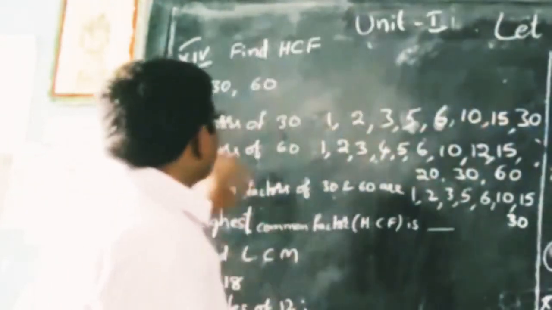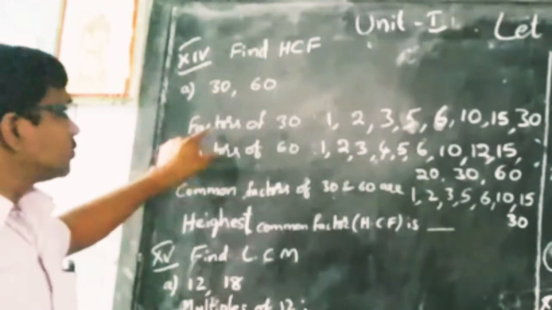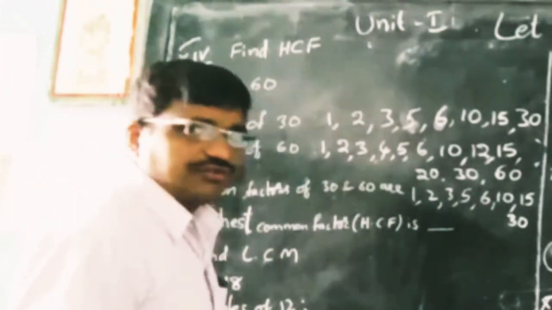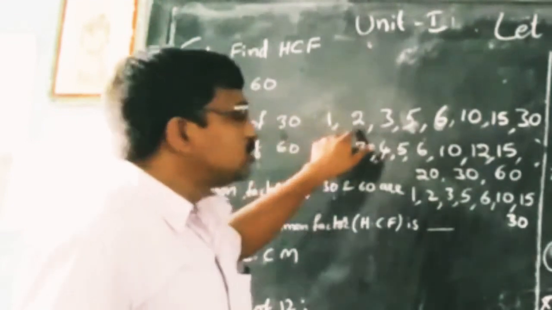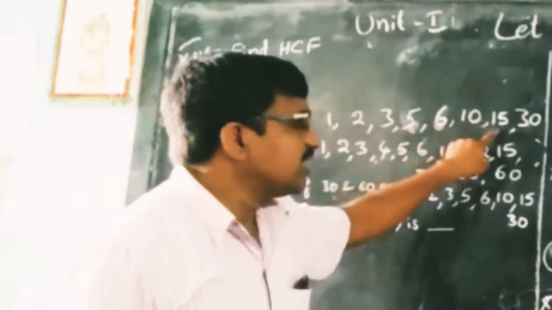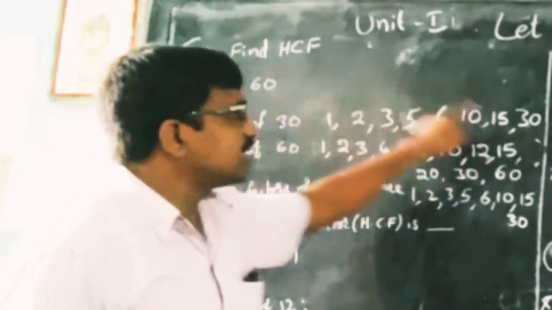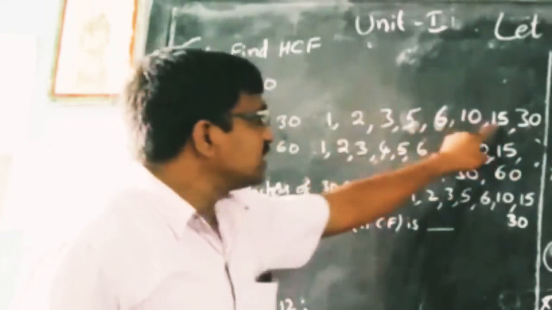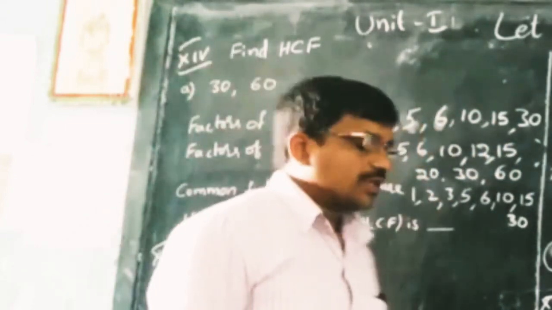So, 14th bit, find the HCF of 30 and 60. First you have to write the factors of 30. So what are the factors of 30? 1, 2, 3, 5, 6, 10, 15, 30. How do we know that those are the factors? 1 thirty is 30, 2 fifteens are 30, 3 tens are 30, 5 sixes are 30.